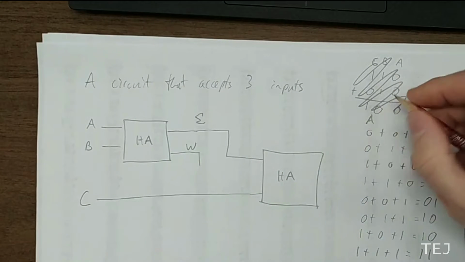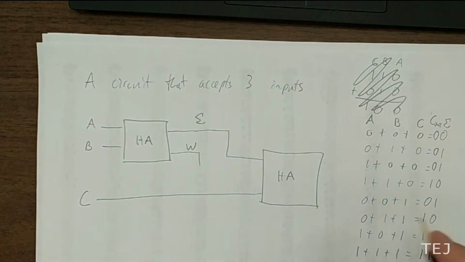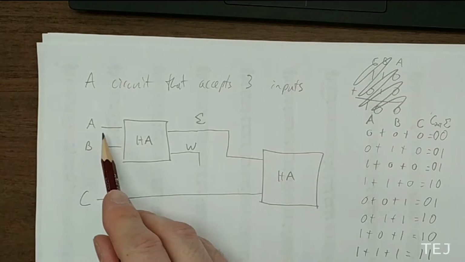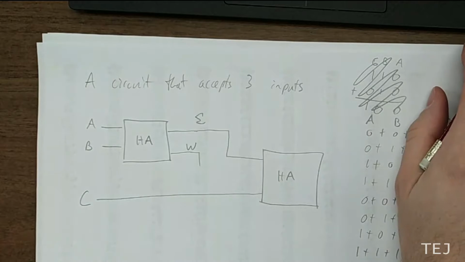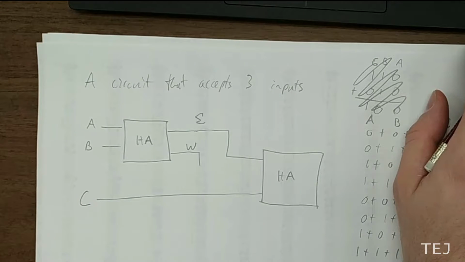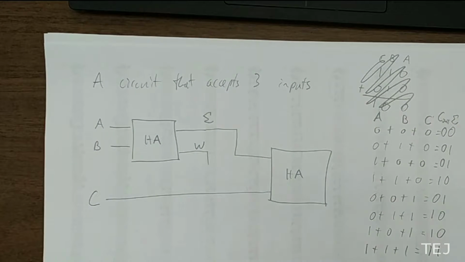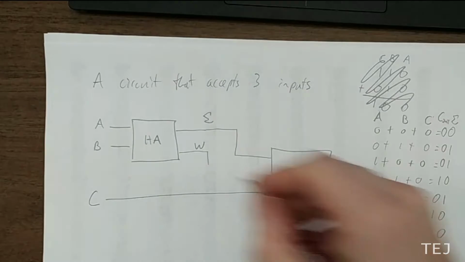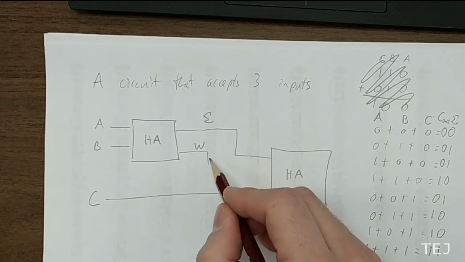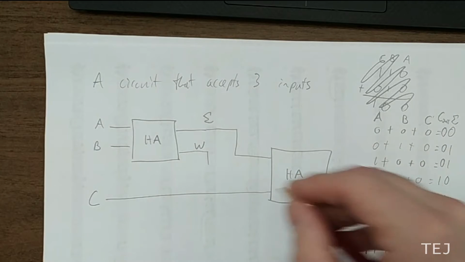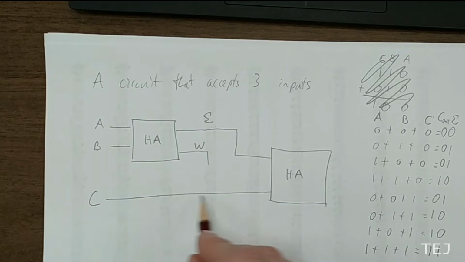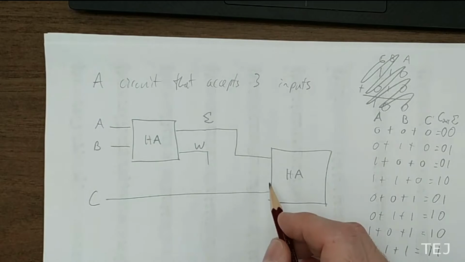So here's A, here's B, and here's C, all right? So we already did adding 2 single digits together, but what if we wanted to add 3 single digits? And that's where this circuit comes in. So we're going to have to carry again, and that's where this W is the preliminary carry. So here's C going to the second half adder.